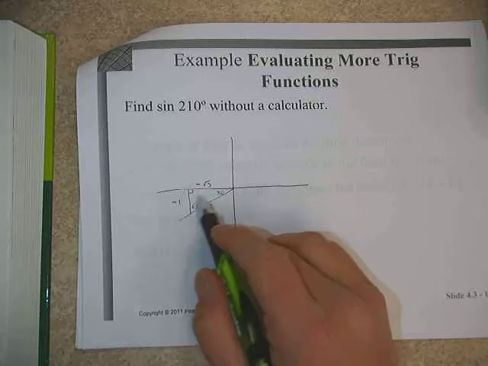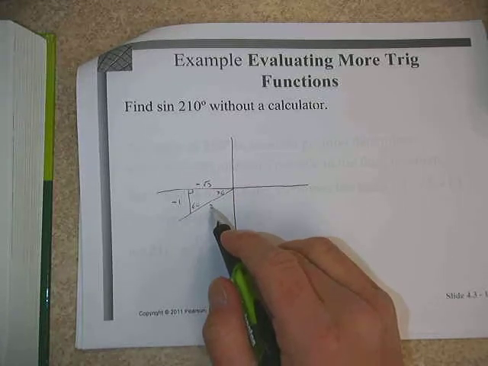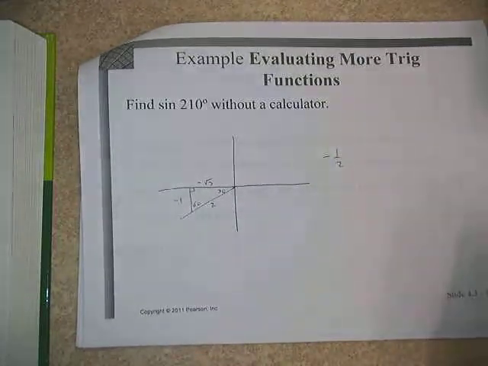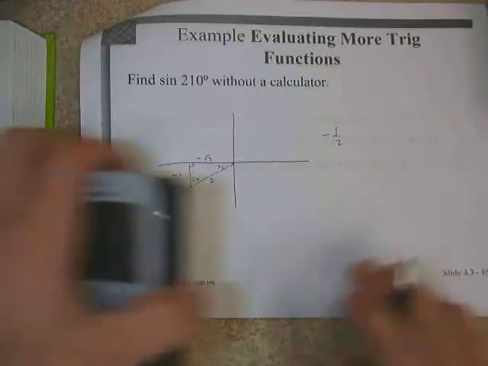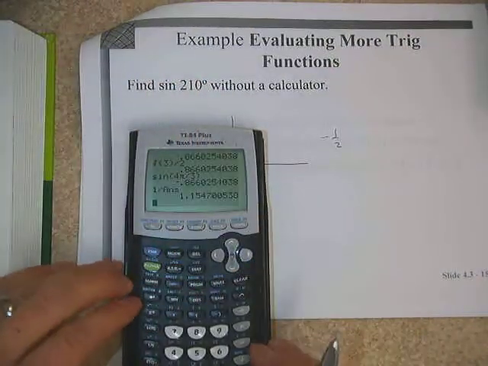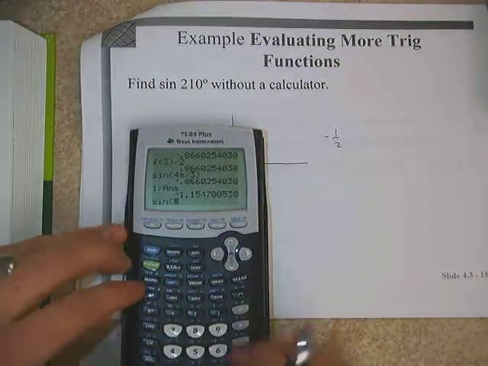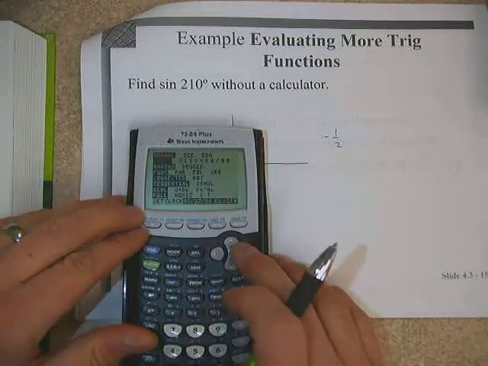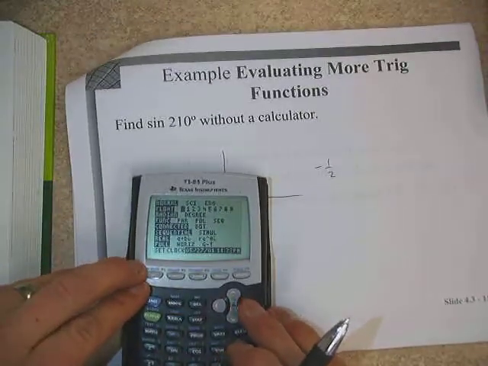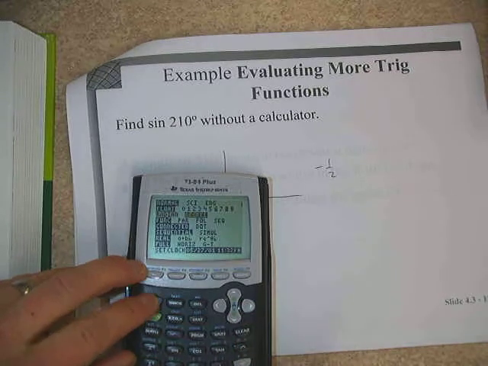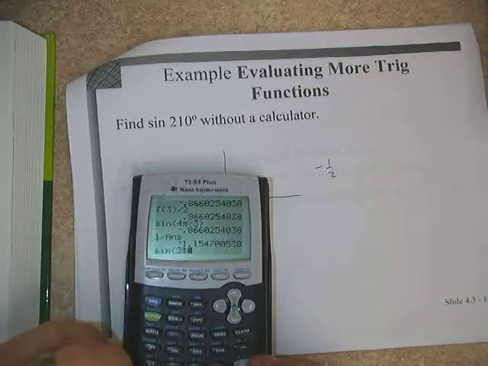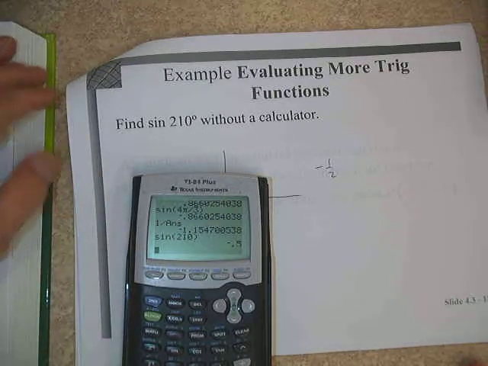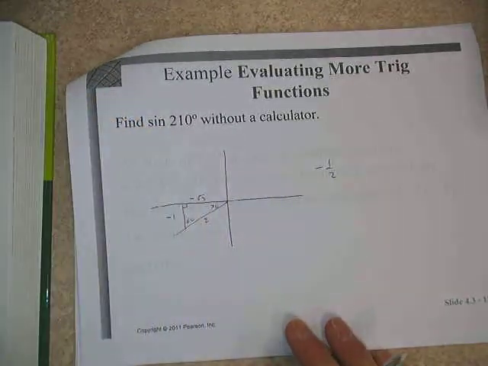Fair enough? So our question then is to find the sine of that, keeping in mind that we're looking at this angle here. If we do the sine of that, that's going to be negative 1 over 2. So the answer here should be negative 1/2. And of course we can check with the calculator. So let's do sine of 210. Actually, I have to change it back to degree mode first.